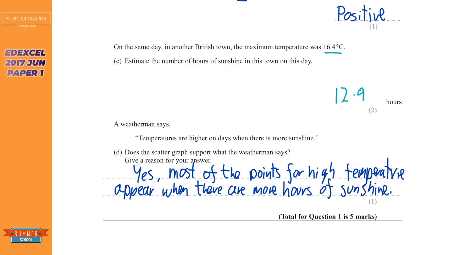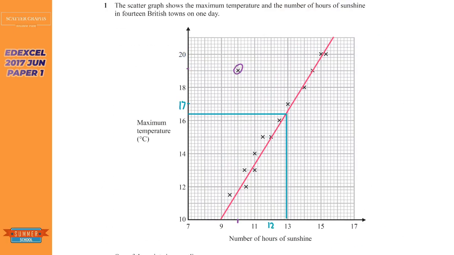Now you could talk about the positive correlation as well, that the scatter graph shows that there's a positive correlation. Therefore, try and highlight this area here that shows where the maximum temperatures are is where the maximum number of hours of sunshine are for most points. Just make sure not to say all points, because we've obviously got that outlier there.